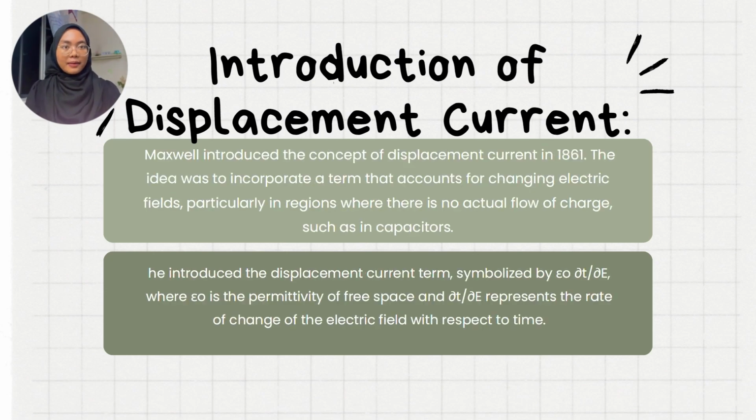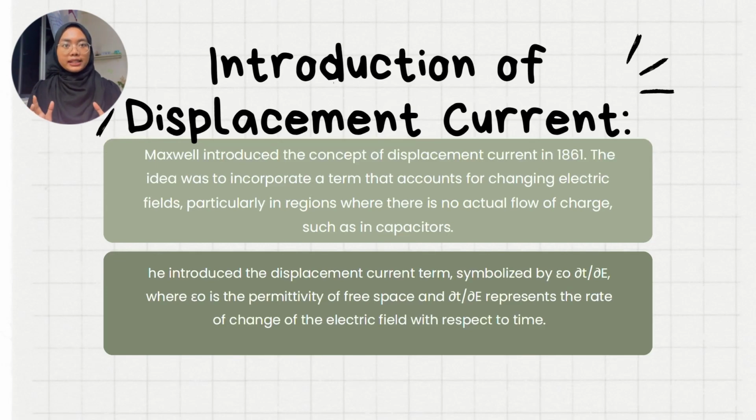To address this gap, Maxwell introduced the concept of displacement current in 1861. The idea was to incorporate a term that accounts for changing electric fields, particularly in regions where there is no actual flow of charge, such as in capacitors. Maxwell realized that a changing electric field could induce a magnetic field, similar to the way a current does.